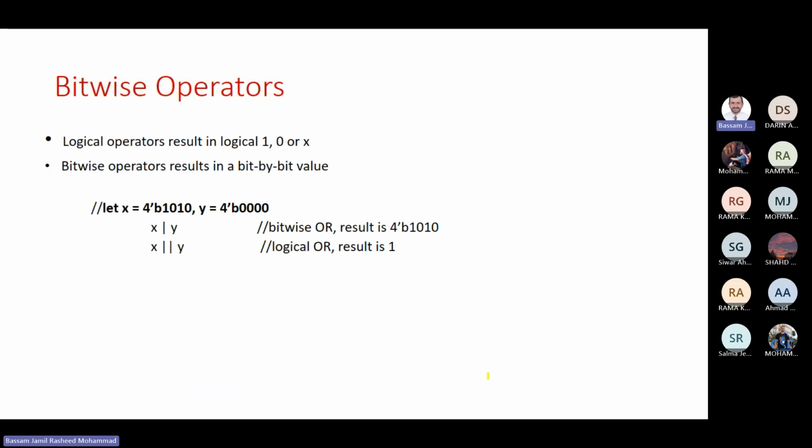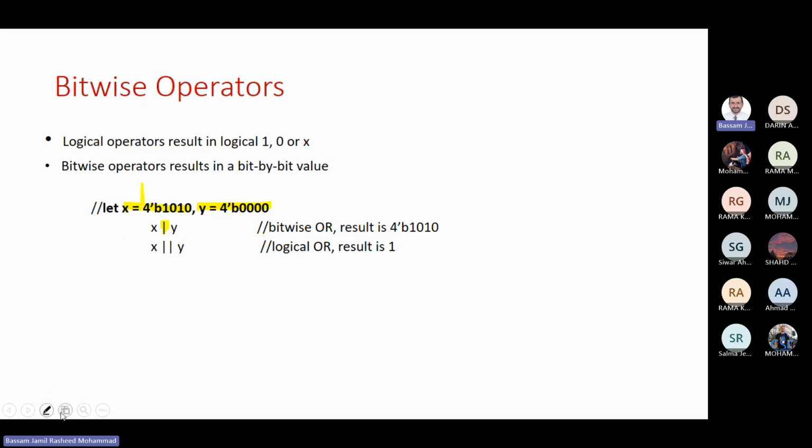Now, here's an example. I want to do, so this is the value of X, which is 4 bits of this value, and the value of Y, 4 bits of this value. So I want to do OR bit by bit. Here's the way to do it.